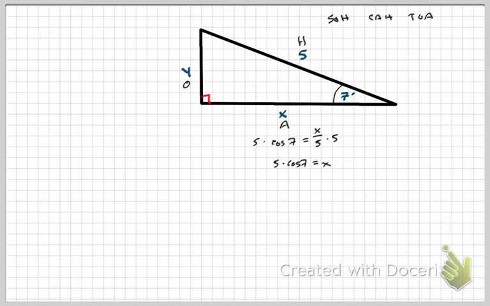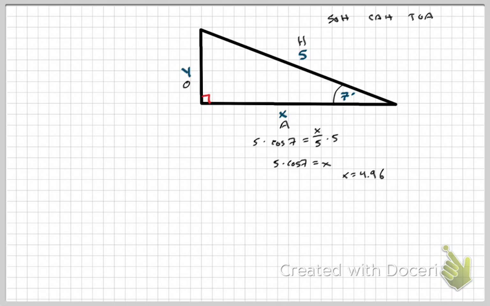5 times cosine of 7 gets me 4.9. Really close. So notice, guys, that this angle is really small. So that leg is really close to the hypotenuse length, right? So x equals, it's like 4.96. So let's just go with 4.9 because we're not going to round that to 5. Or if we want to get even better, we'll say 4.96. Okay? Now let's go ahead and solve for our opposite.